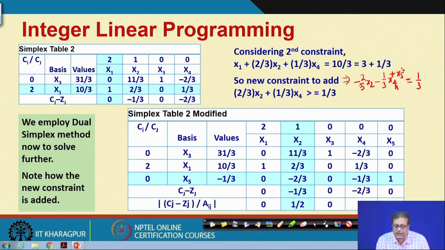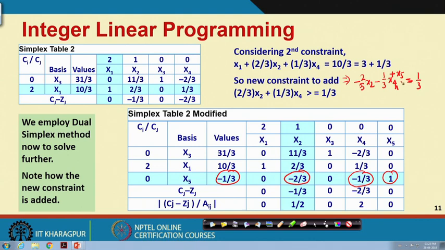So, same thing is done here. So, minus 2 by 3 x 2 minus 1 by 3 x 4 plus x 5 equal to minus 1 by 3. So, obviously, this should be minus also, because 1 by 3 then will be, because we have written in a negative way. So, that should be minus also, okay. So, that is how we have put that constant here, alright.